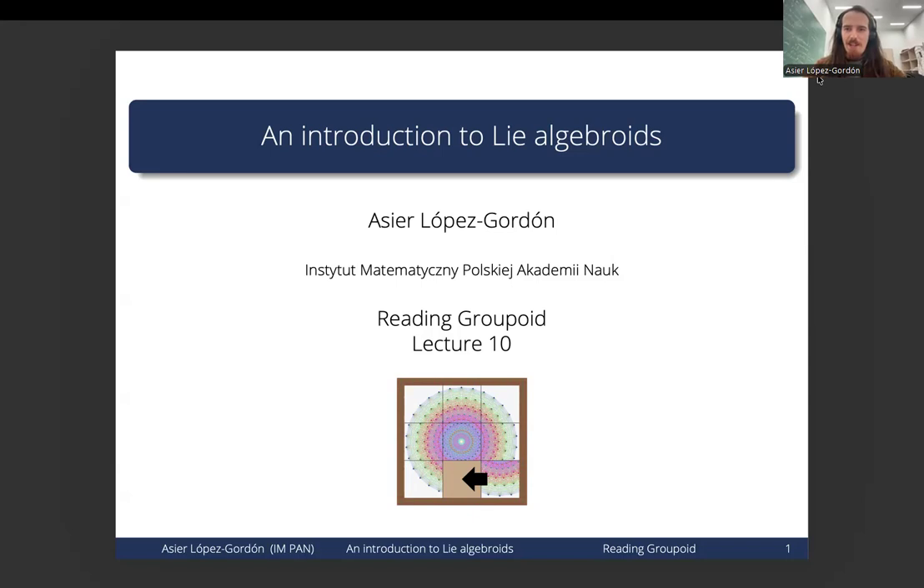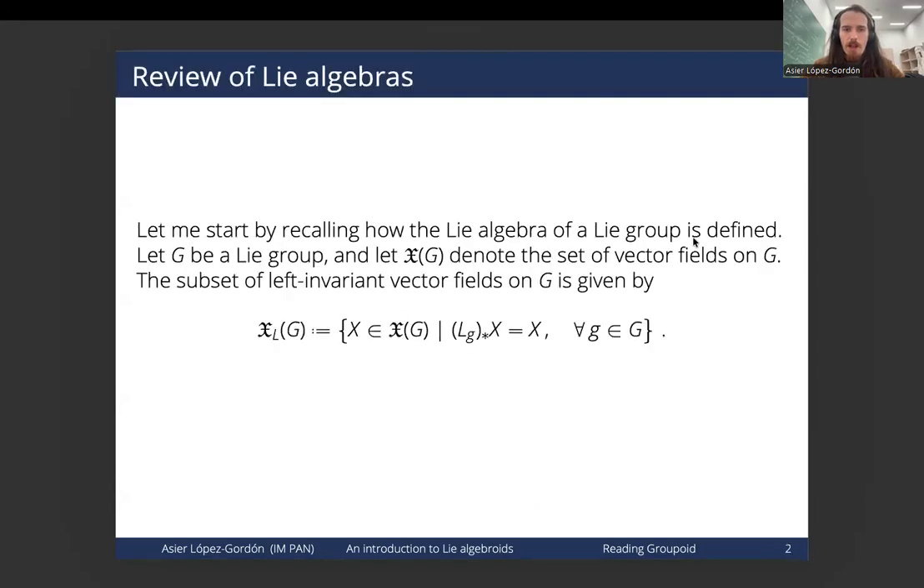So yeah, my goal today will be to introduce the notion of Lie algebroid, specifically the notion of Lie algebroid of a Lie groupoid and the general notion of Lie algebroid, and present some examples. So without further ado, I'll start by reviewing how we define the Lie algebra of a Lie group.